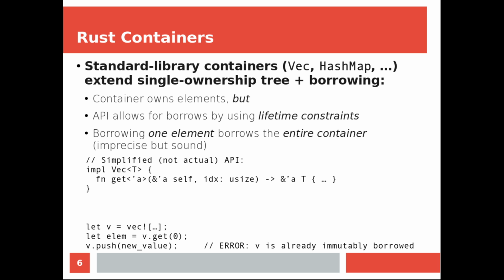A container, such as a vector or array of objects, or a hash map, typically owns its contained elements, but allows the owner of the container to borrow elements in exchange for a borrow of the whole data structure. In other words, the smaller borrow of a single element is expanded, in an imprecise but sound way, to a borrow of the entire container. The library author annotates this by attaching the same lifetime to the self parameter on a method as its returned borrow, as shown here with the tick_a lifetime.